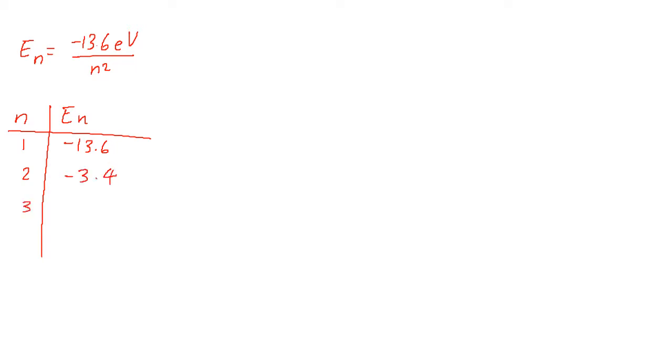And if you put n as 3, then it is negative 13.6 divided by 3 square, that is 9. It is roughly negative 1.511, etc. Now for n equal to 4, it will be negative 13.6 divided by 16, that is negative 0.85. So just let us visualize these energy levels.